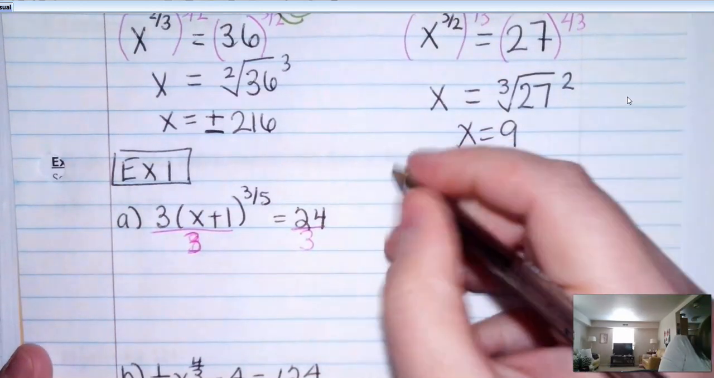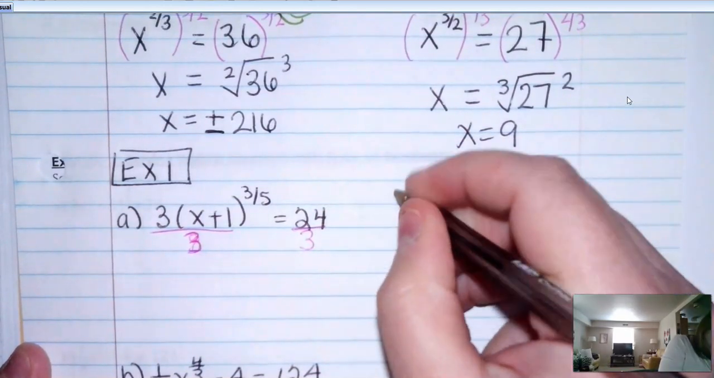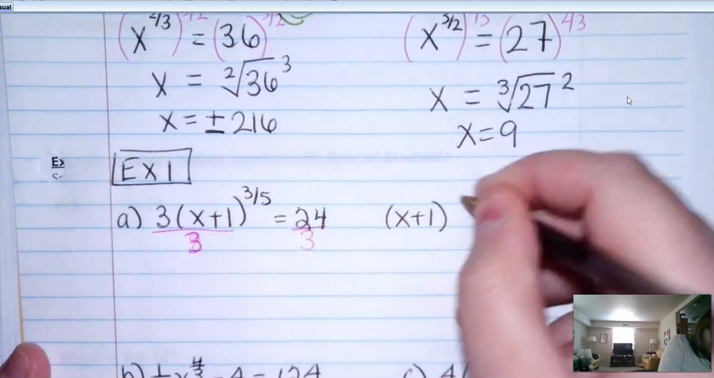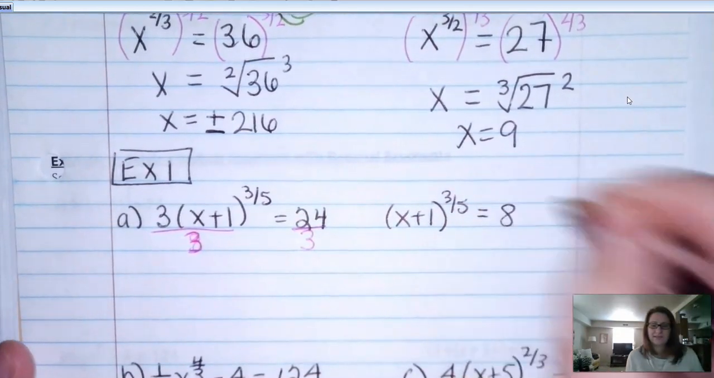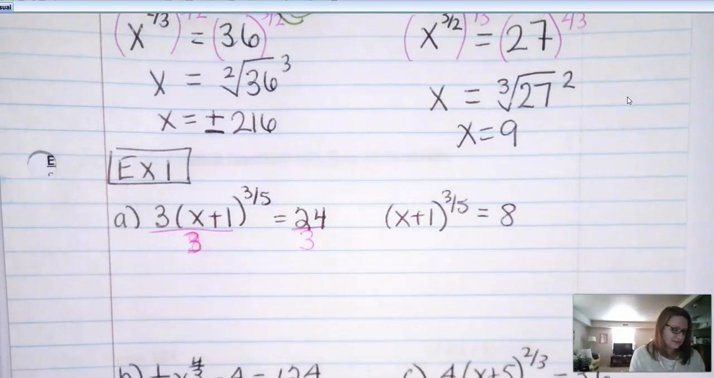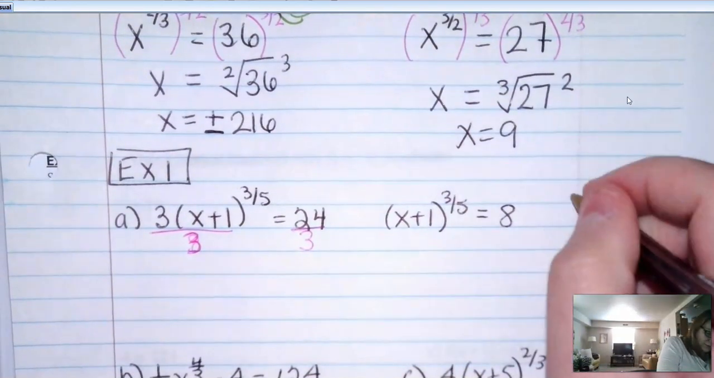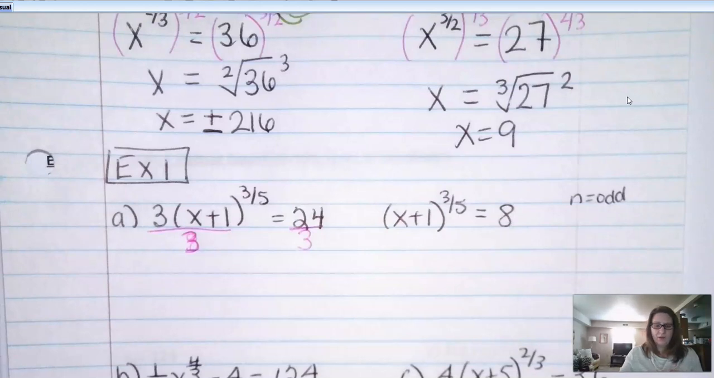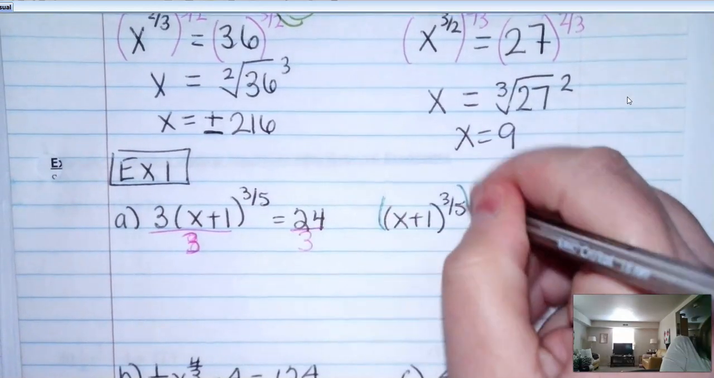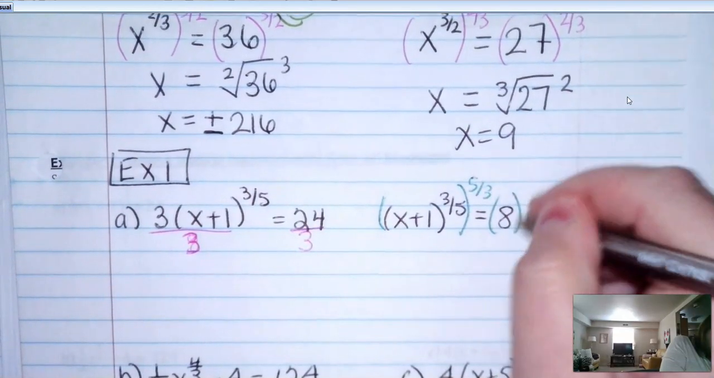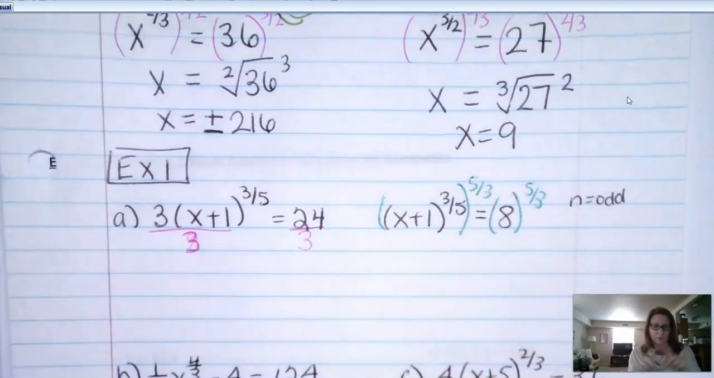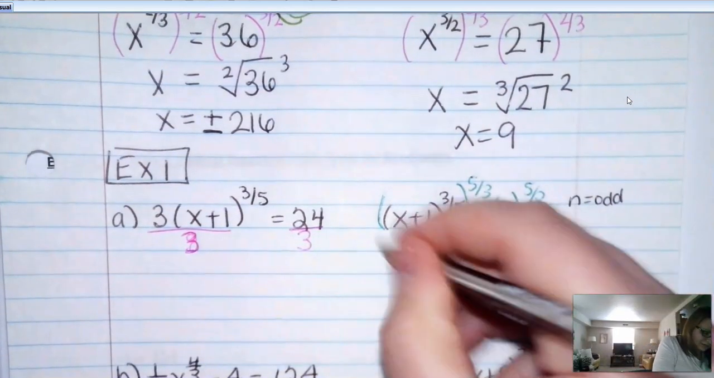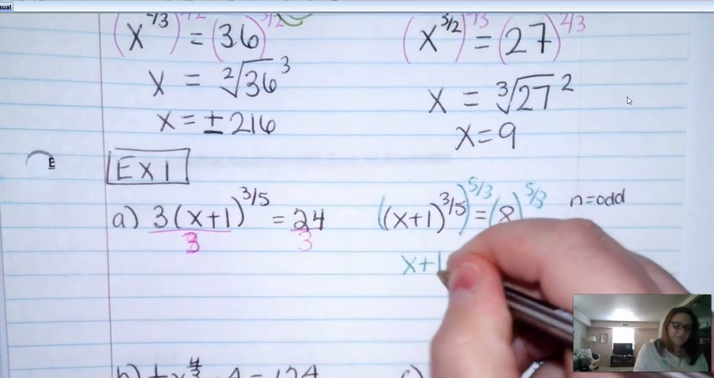Okay, so I'm just going to write it over here so I have a little tiny bit more space. So x plus 1 to the 3/5 power is going to be equal to 8. Now, sorry, I should have looked at this before I started. My numerator is odd, so I don't have to worry about a plus and minus symbol, so we're not even going to think about that. I'm just going to continue on with the problem. So, like I was telling you, all you got to do is raise both sides to the reciprocal power. Okay, 3/5 times 5/3, that's 1, so that goes away. So we're just going to drop the parentheses over here. We'll get x plus 1.